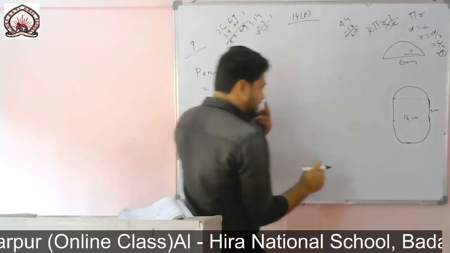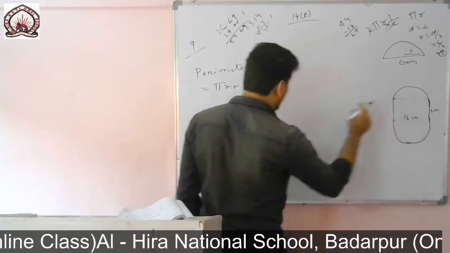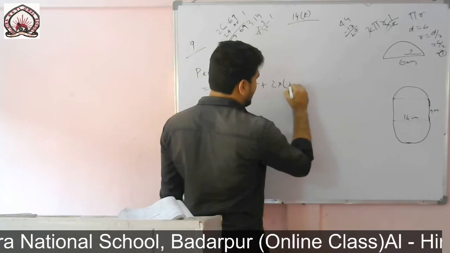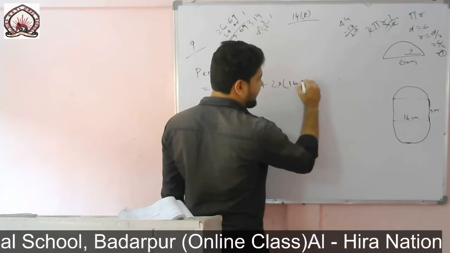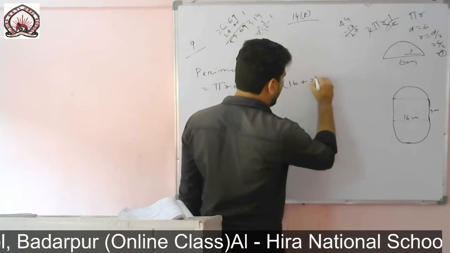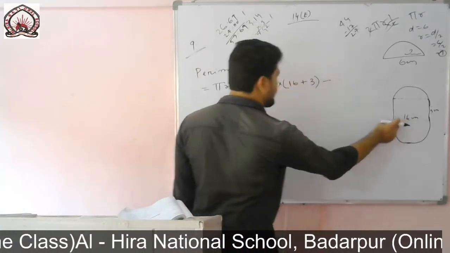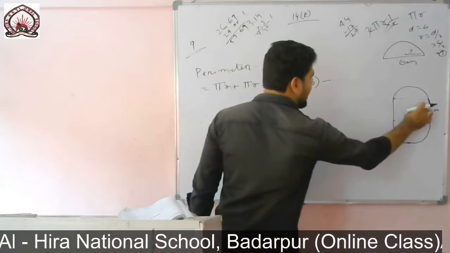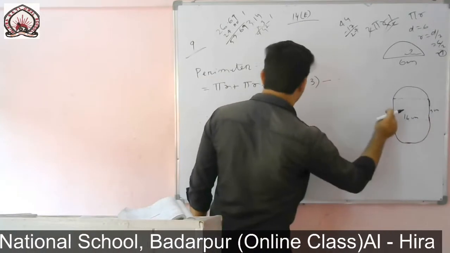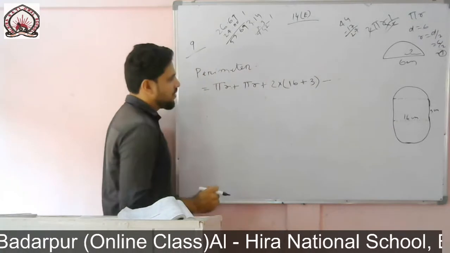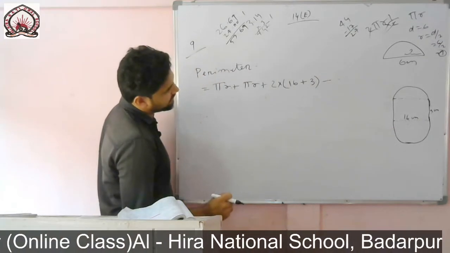Okay, and for this rectangle we can write 2 into length 16 plus breadth 3 minus, you see these two parts are coming again, because when we have taken pi r at the time this line has come, when you have taken this pi r. So one thing to do here.